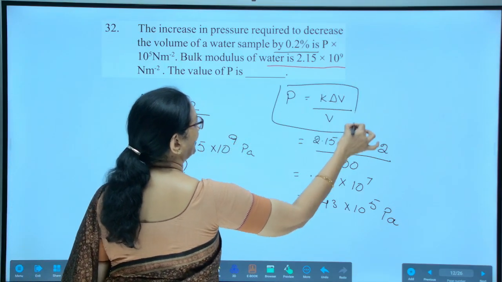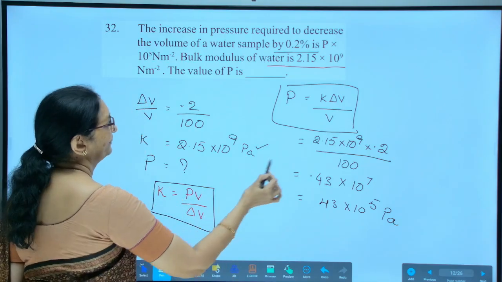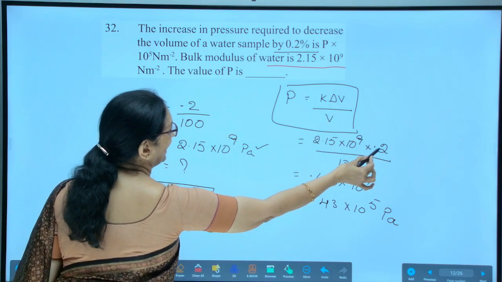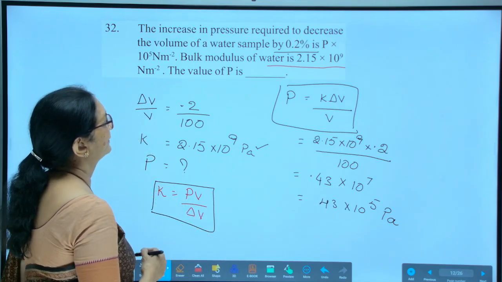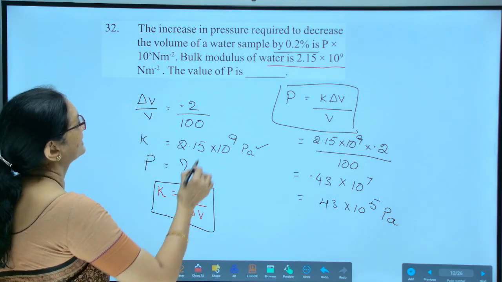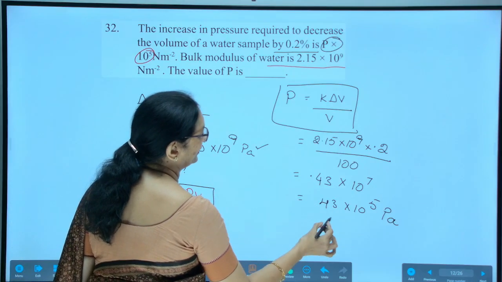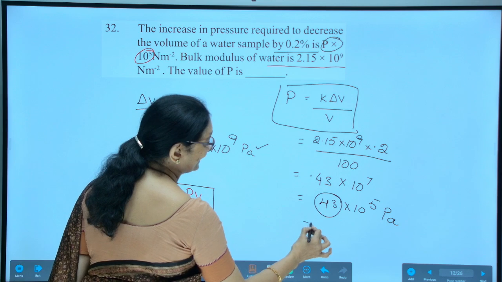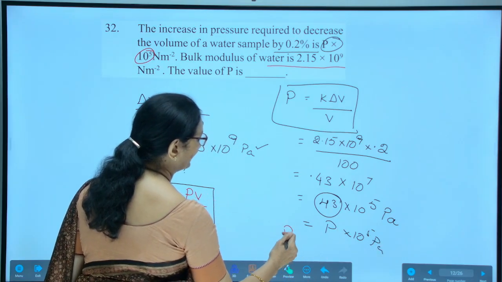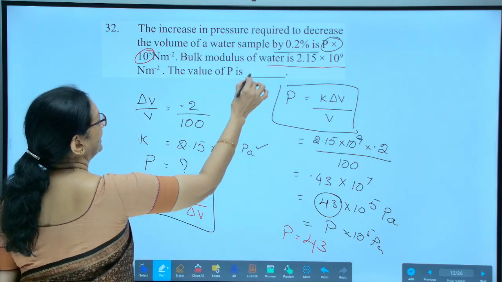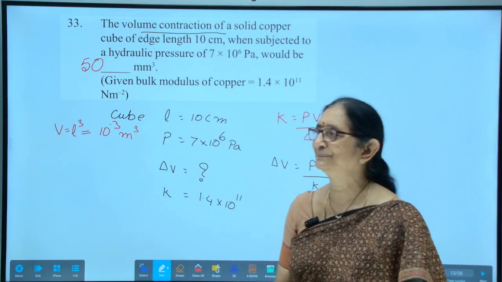Just do the substitution. K is given as 2.15 into 10 to the power of 9. Delta V by V is given as 0.2 by 100. On substitution, 0.43 into 10 to the power of 7, but it is given as P into 10 to the power of 5 pascals. So this becomes 43 into 10 to the power of 5. So in place of P, you have the number 43. So the numerical value is 43 here. Okay, move on to the next problem.